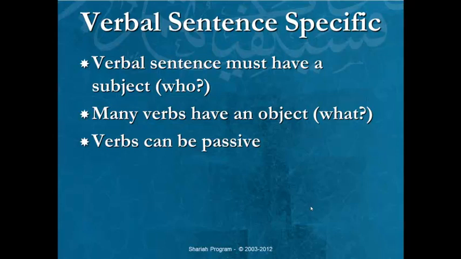Apart from that, verbs could be passive. And when a verb is passive, what that means is that the doer is suppressed, there's no doer anymore, and instead the object occupies the place of the doer, and now it's the subject of the sentence in the sense that it is musnad ilayh.